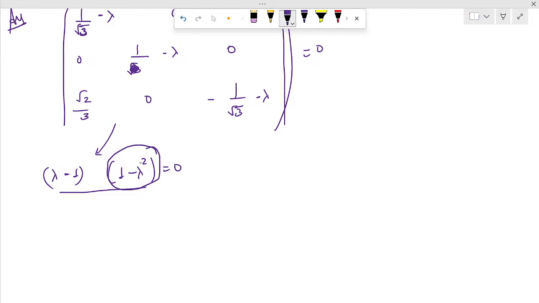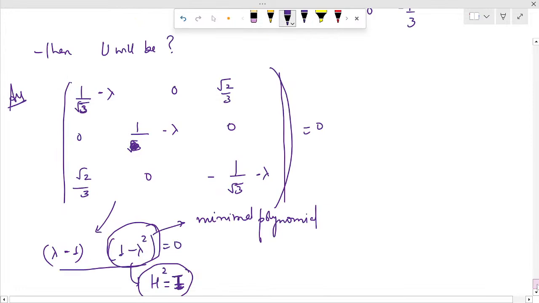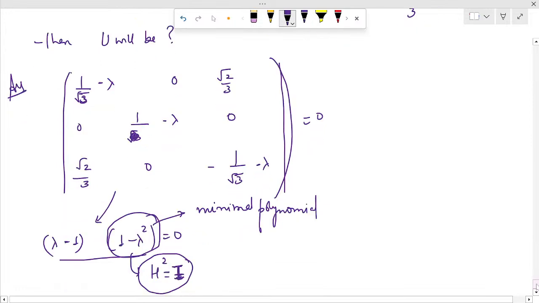If I say that H satisfies this, it implies what? It implies H squared minus identity, H squared should be identity. This is sometimes referred to as the minimal polynomial. Please remember, what is the minimal polynomial? A minimal polynomial is a polynomial of degree less than the characteristic polynomial which annihilates this matrix. So from here, you can know that H squared is equal to identity, because every matrix satisfies its characteristic polynomial. So instead of lambda, I can place H. So H squared is equal to identity. This is referred to as the minimal polynomial, not the characteristic polynomial.